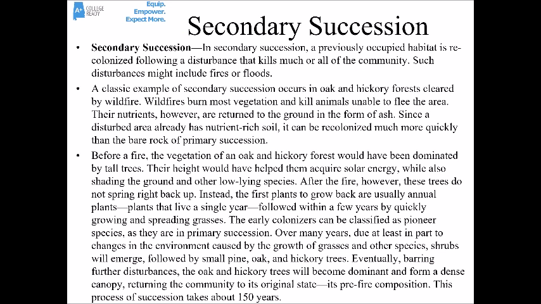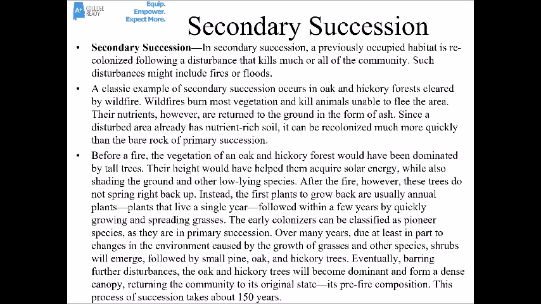Secondary succession, on the other hand, happens in a previously occupied habitat. But that habitat is being recolonized after some kind of disturbance, a disturbance that kills much or pretty much all of the community. We're talking about things like maybe a fire or a flood or a clear cut where farmers or builders have come in and completely cleared off an area of land.